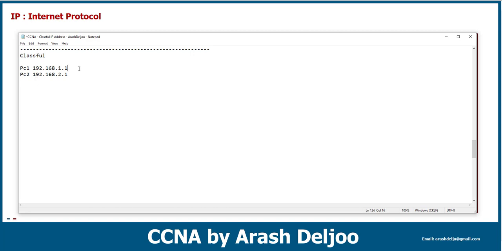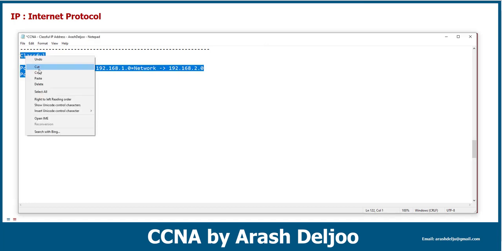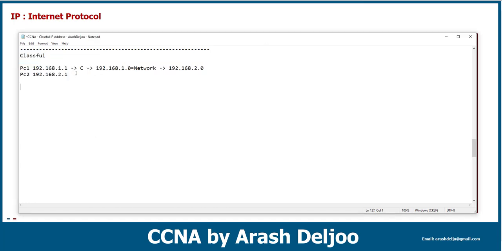And because PC1 knows that its IP address is class C, it can compare the 192.168.1.0 network address of its IP address with, for example, 192.168.2.0 of PC2, and PC1 can understand that PC2 is not residing in its network, and it can use the router to forward traffic to PC2. It's okay. But let me give you a similar example in classless networks.